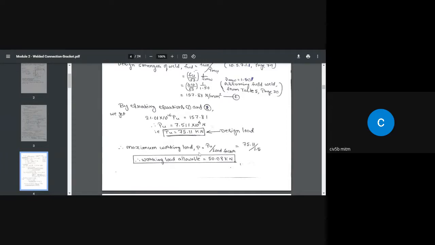So then what is the maximum working load? Working load, service load is one and the same. So service load or working load P equal to PU divided by load factor. What is the load factor we use? 1.5. So therefore working load allowable on that bracket is 50.08 kilonewton. Say that is 50 kilonewton. This is the way we are going to find out P value. I hope this is clear to you. So let me go with the next example.